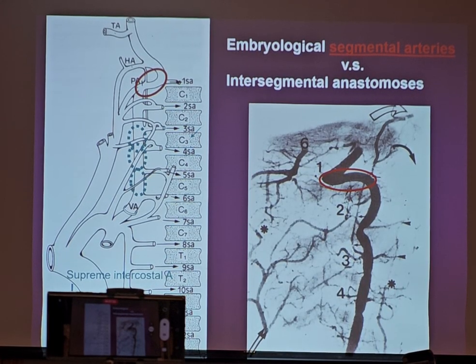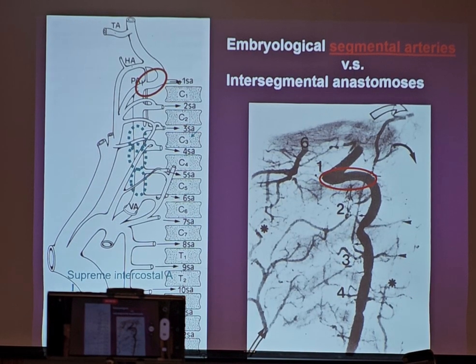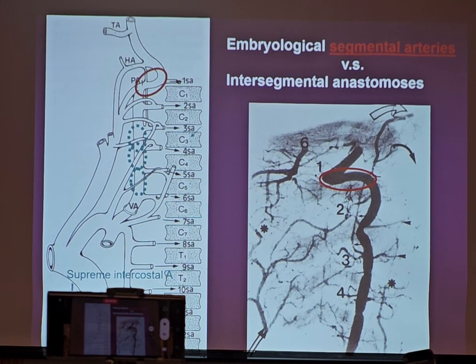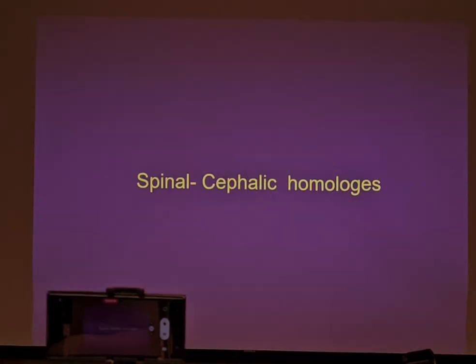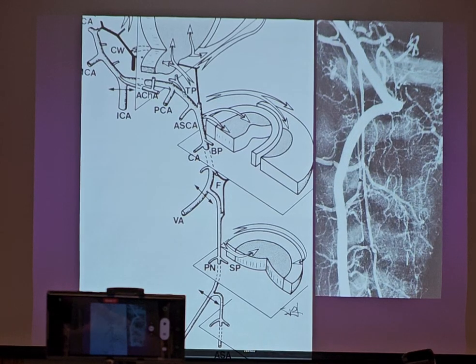In the upper thoracic level, it's the same concept. When you talk about the upper thoracic level, there are intersegmental connection arteries that we call the supreme intercostal artery, okay? And lowermost, the lateral sacral artery can be the intersegmental connection of the lower sacral segmental artery. So not only that figure, but we have other spinal cephalic homologues, especially perforators.